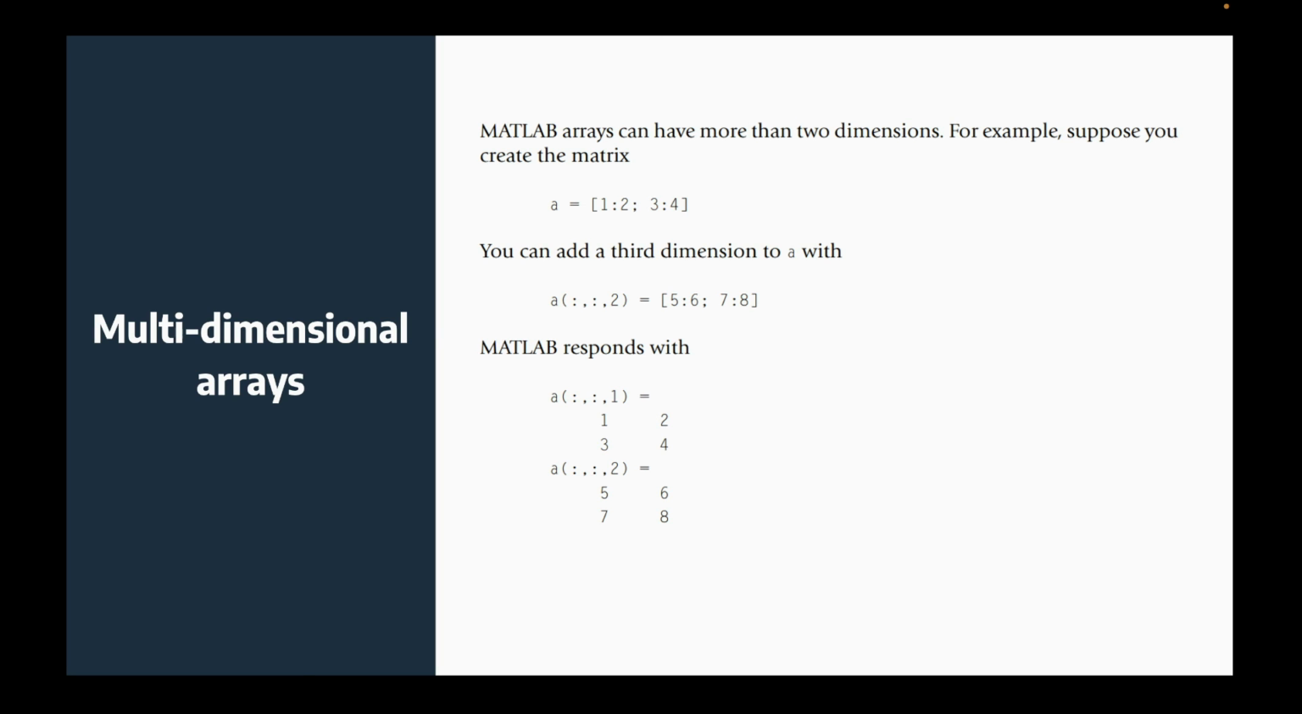Now for the multi-dimensional arrays, we know that arrays will be one row and several columns, or one column and several rows. MATLAB arrays can have more than 2 dimensions. So you can create A equals [1 2; 3 4]. Then, instead of 2 dimensions, you can add a third dimension to A by saying A(:,:,2) equals [5 6; 7 8].